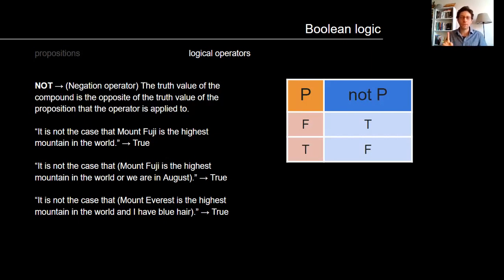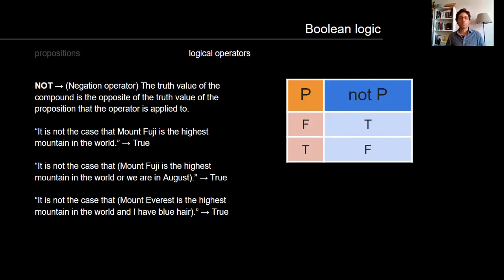Here you apply not to only one proposition, not P, not Q, or not Y, not Z, whatever. So, okay, let me just read these examples here. Look at the first example. It's not the case that Mount Fuji is the highest mountain in the world. Please see that instead of only saying not, I say it's not the case that, because it fits better in the English language. I could also say not Mount Fuji is the highest mountain in the world, but it wouldn't make a meaningful English sentence.